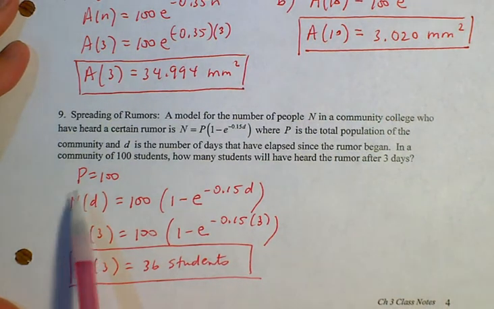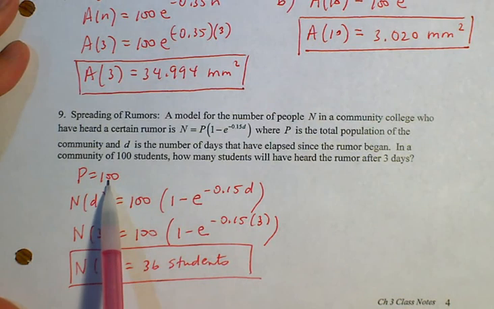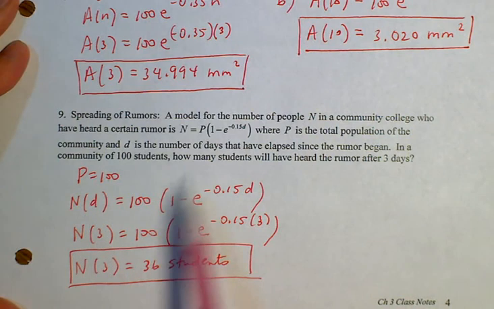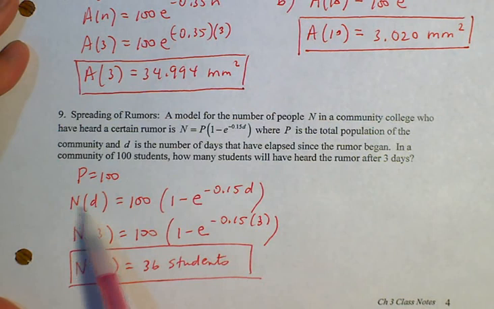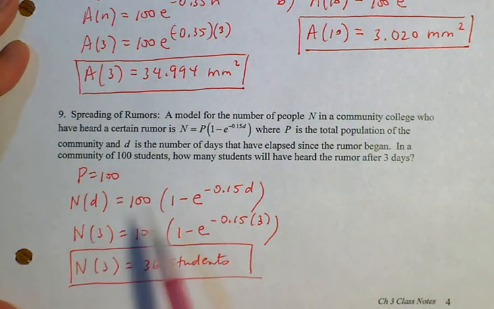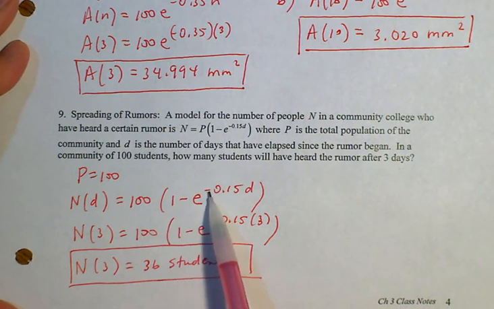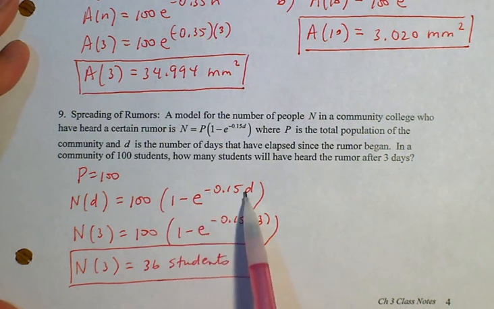Okay, so I'm first going to start off by writing P is equal to 100. So that's the total population, which is 100 students. And then I'm going to put it back into this equation right here. So it's the number of people who have heard the rumor after D days. All right, so N represents the number of people in the community who have heard the rumor, and D represents the number of days. So the 100 will be the P, and then I write out 1 minus e raised to the negative 0.15D.